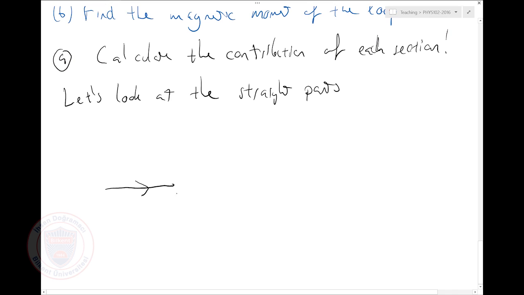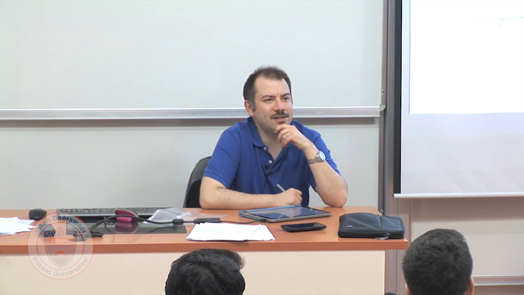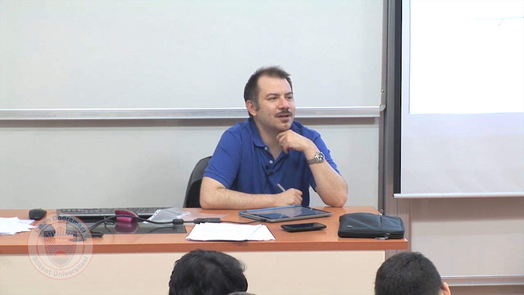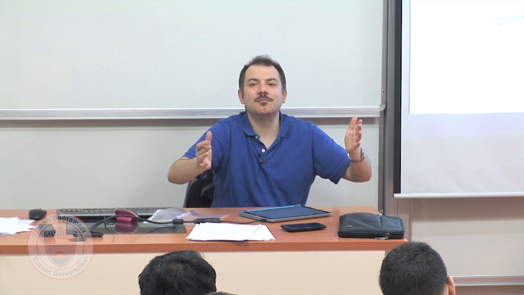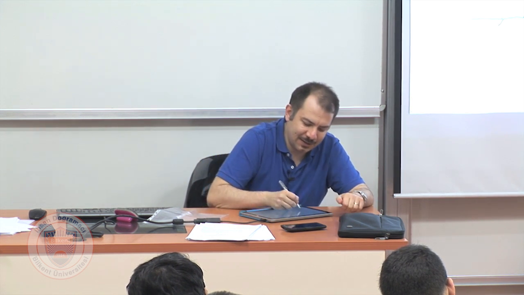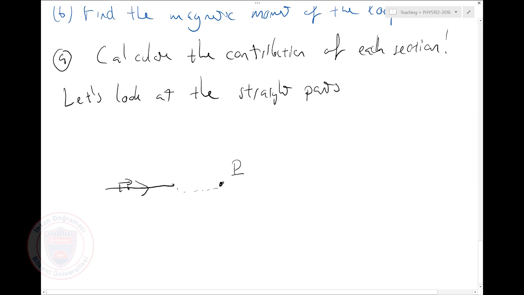So here is my wire, and I'd like to calculate the magnetic field at point P. What's the magnetic field created by this straight wire at point P? Okay, it's 0, but why? Well, let's remember Biot-Savart's law. If I take a small section here, here is my dl. How about my radius vector? It's going to be this, r.